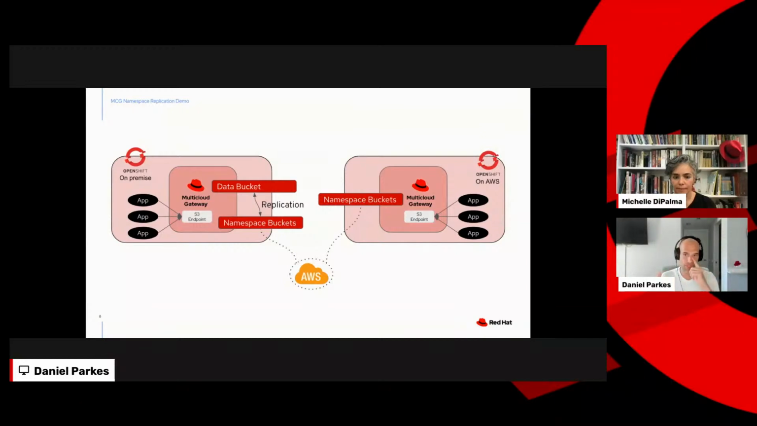So what we have here is two OpenShift clusters, one on premise and the other on AWS. What we are going to deploy is an application. In this case, it's a very basic photo album application that uses object storage. As the backend store for our photo album application that we're going to deploy on-premise, we're going to use a data bucket.